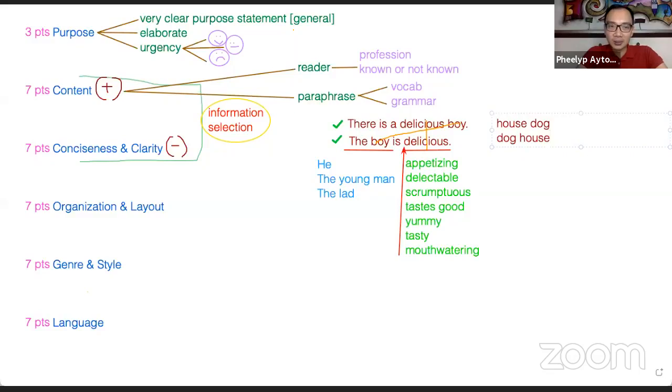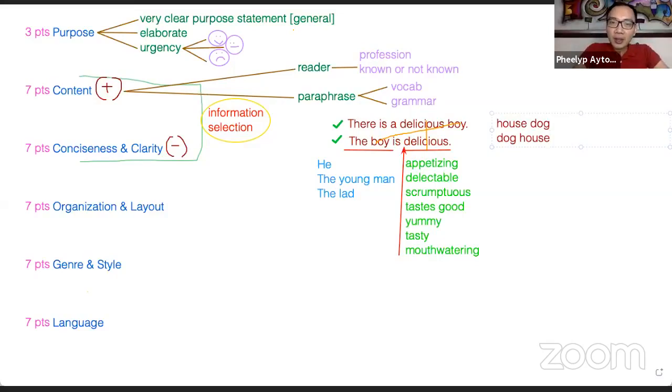There is a delicious boy. The boy is delicious. Do they mean the same thing? Yes. The fact that you know the difference is proof enough that you are comfortable with the language. Then you get points for that.